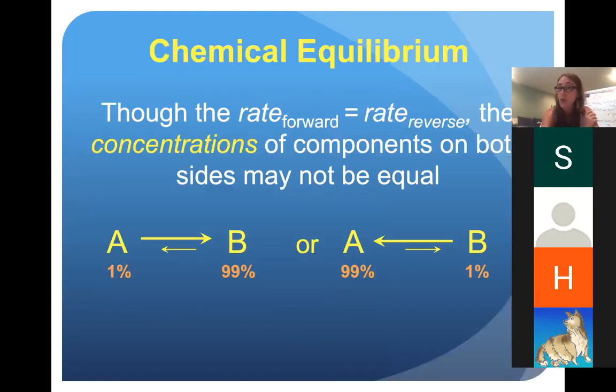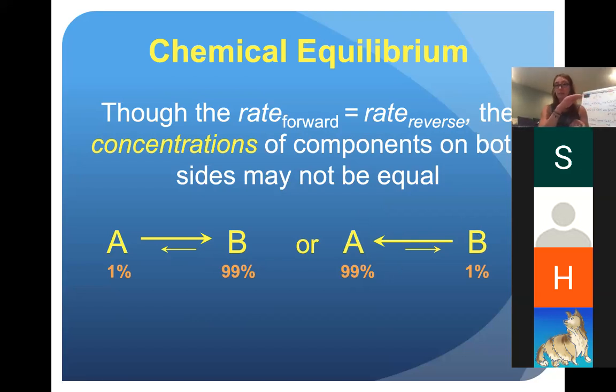So even though the rate of forward reaction is equal to the rate of reverse reaction, the concentrations of components on both sides may not be equal, okay? So in other words, I might have only 1 out of 100 molecules being A, and 99 of the molecules are B, and it still reaches an equilibrium, okay? I could have the other way around, 99 A's and only 1 B, but it could still reach an equilibrium.